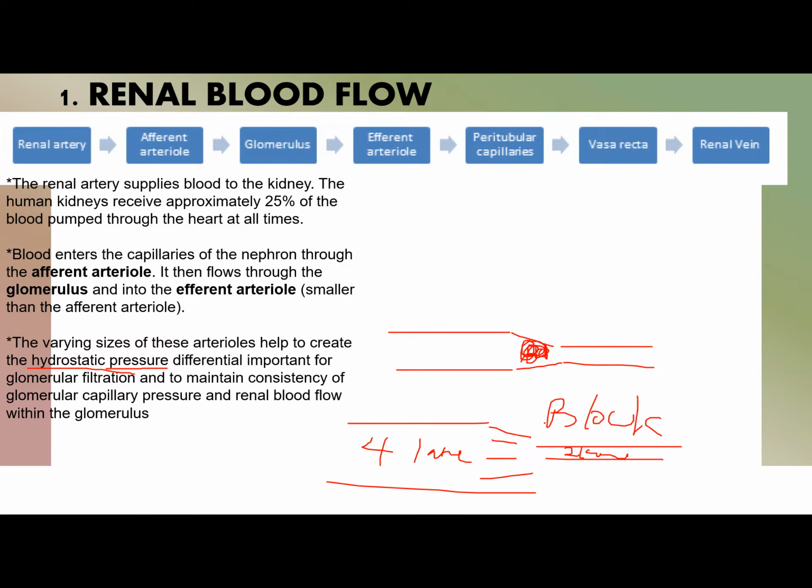Now, this hydrostatic pressure class produced from the different size of the afferent and efferent arteriole is important for glomerular filtration. And it also maintains consistency of capillary pressure and renal blood flow within the glomerulus. So, very important yung hydrostatic pressure niya, class. Important for filtration, consistency ng capillary pressure, and renal blood flow within the glomerulus.